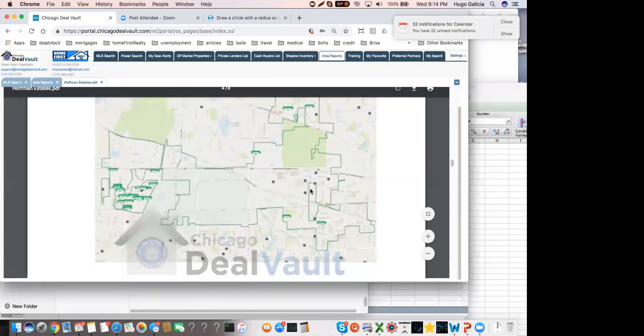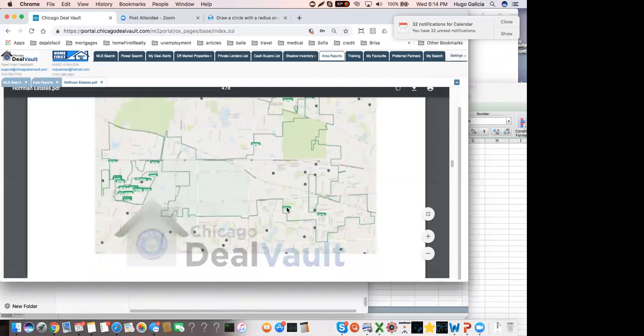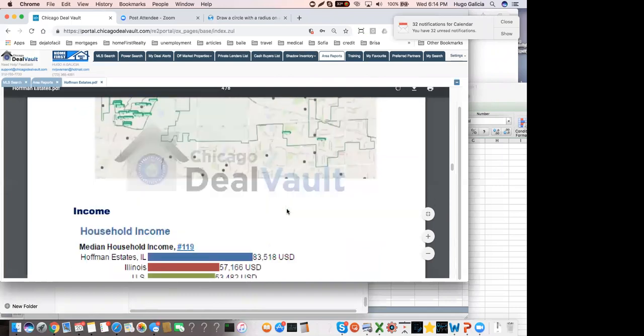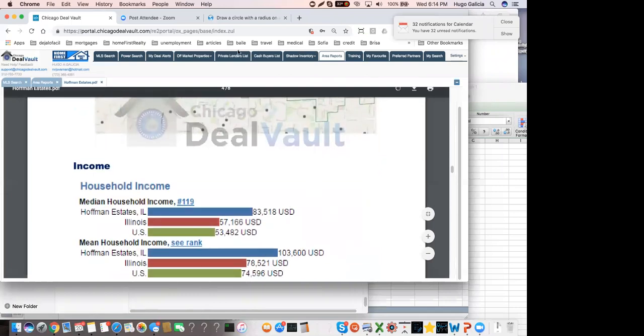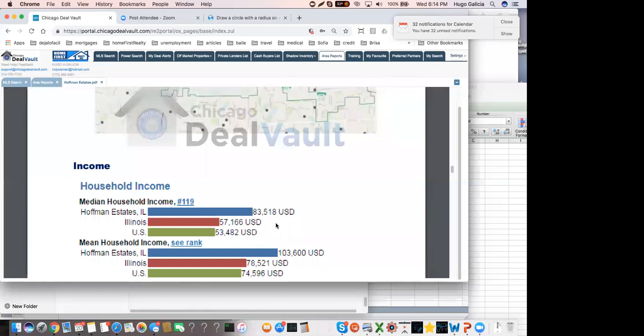So here, what you need to look at, when you see red or yellow markers, that means that the schools are not that great. If you see black markers, that means that the schools are okay. Something that is very important as well to focus on is household income, because this is going to show you the purchasing power of families in this area.